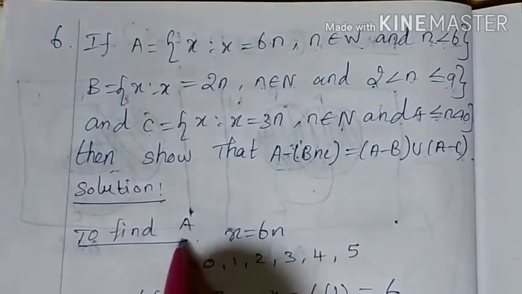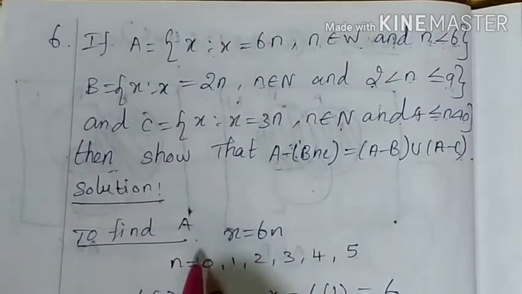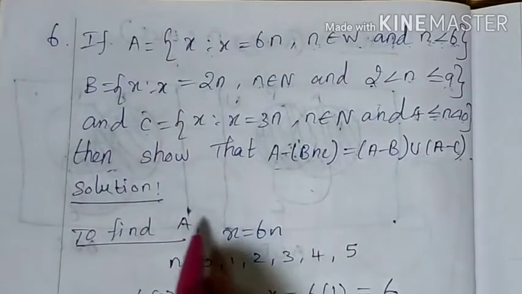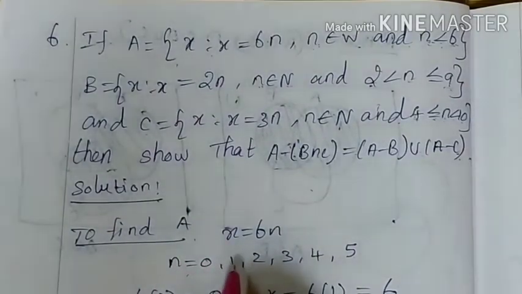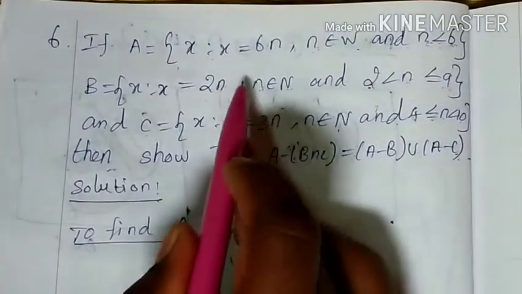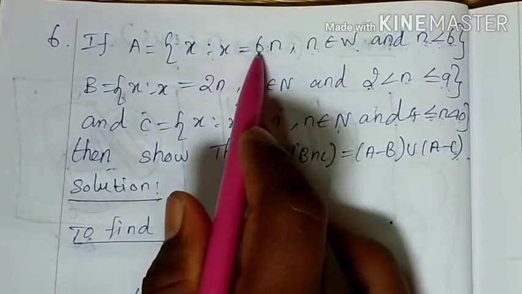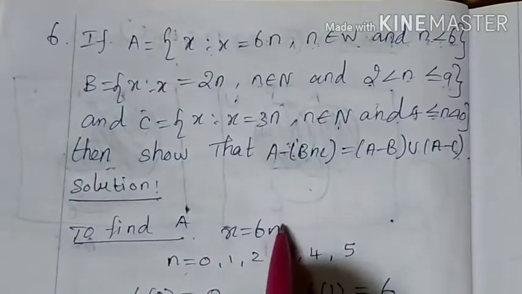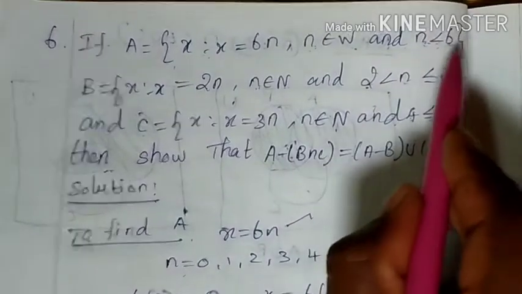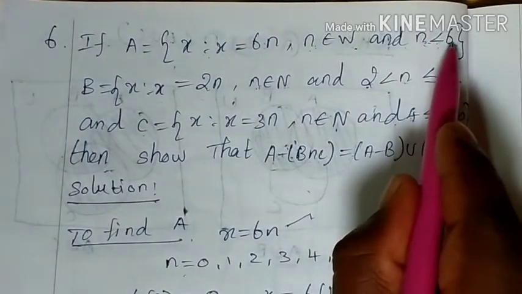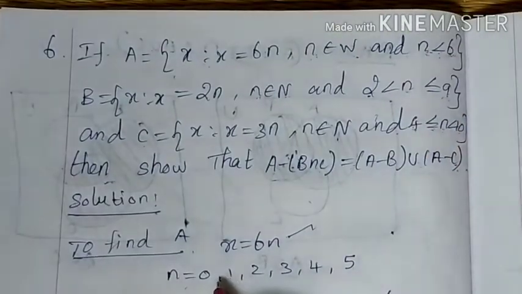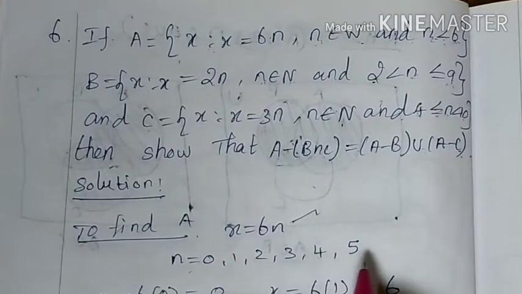Then the solution. First find A. Set A is not given in roster form, so how to find the roster form of A? A has x equal to 6n, multiples of 6. This is the general form. Then the condition n less than 6, so below 6 values, as I already explained. So the numbers are 0, 1, 2, 3, 4, 5.